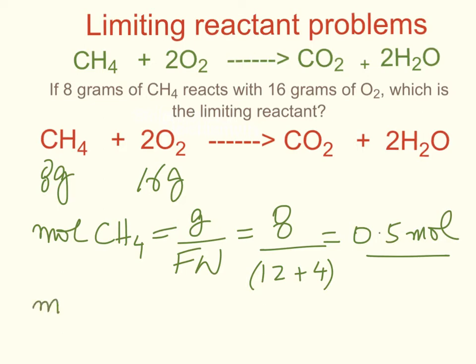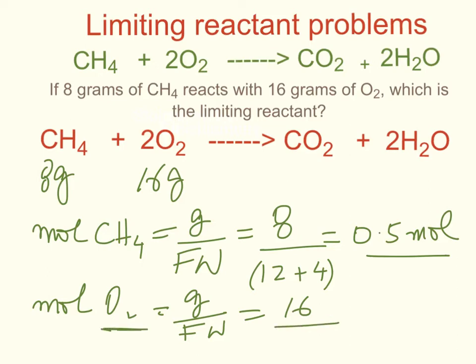Then you do the same thing for moles of oxygen, which is equal to grams over formula weight, which is 16 over the formula weight of oxygen, or O2, right? It is O is 16 and O2 would be 2 times 16 or 32, and the answer would be 0.5 moles of oxygen as well. Okay.